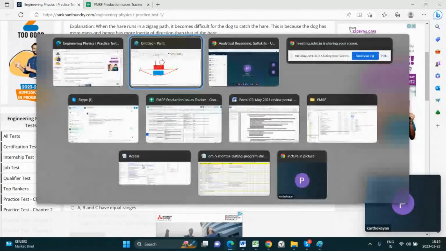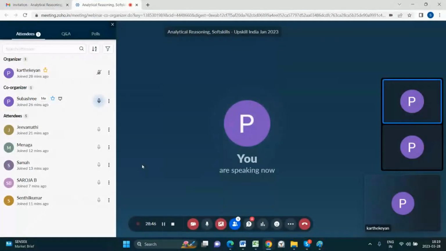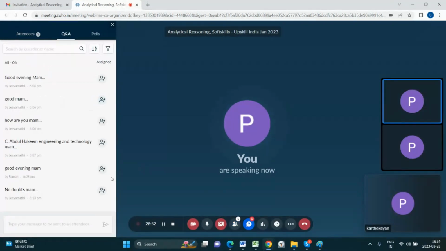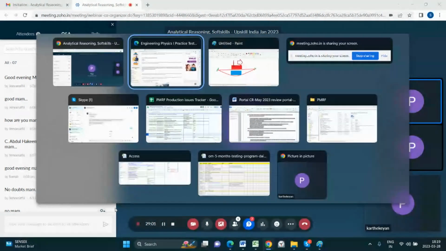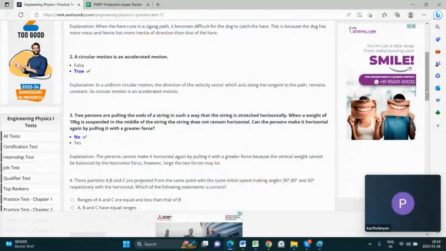Any doubts on this? Okay, very good. So we will see these are all applications of mathematics in physics. Let us go to the next question.